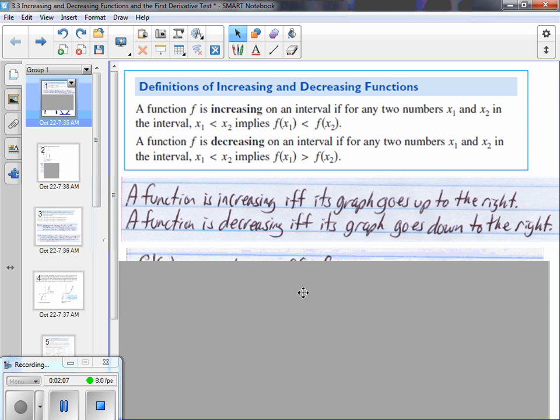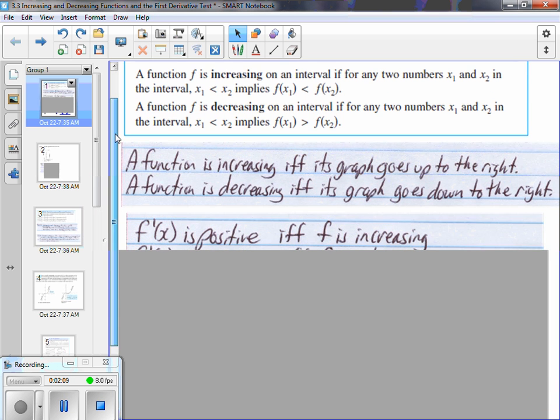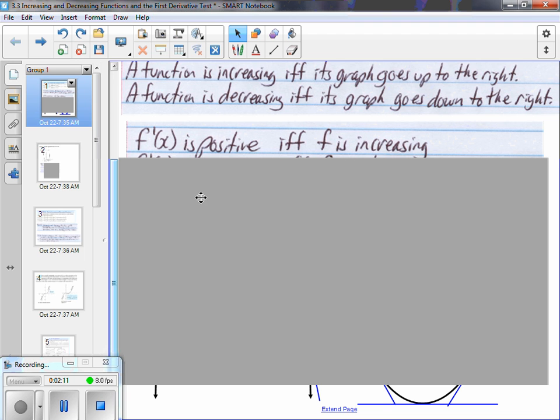All right? Now, here's something you need to know. This is big. f'(x) is positive if and only if f is increasing. Write that down. f'(x) is positive if and only if f is increasing.